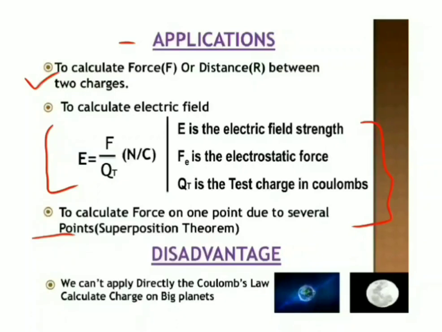Now we'll look at a disadvantage of Coulomb's law. The main disadvantage of Coulomb's law is that if we have big planets or big bodies, we cannot directly apply Coulomb's law to find the total force acting on these kinds of systems.